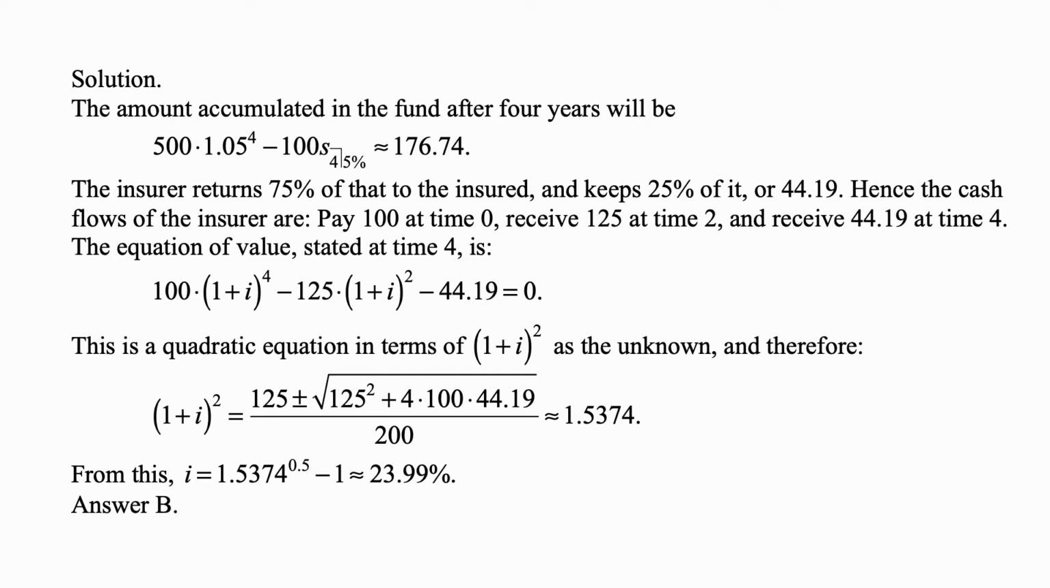Hence, the cash flows of the insurer are pay 100 at time 0, receive 125 at time 2, and receive 44.19 at time 4. The equation of value stated at time 4 is therefore 100 times (1 plus i) to the 4th minus 125 times (1 plus i) squared minus 44.19 is equal to 0.